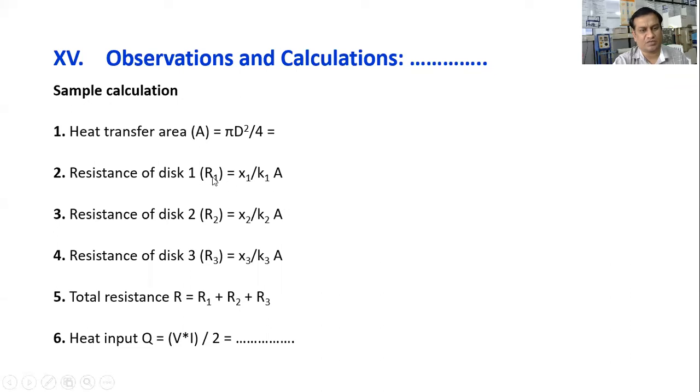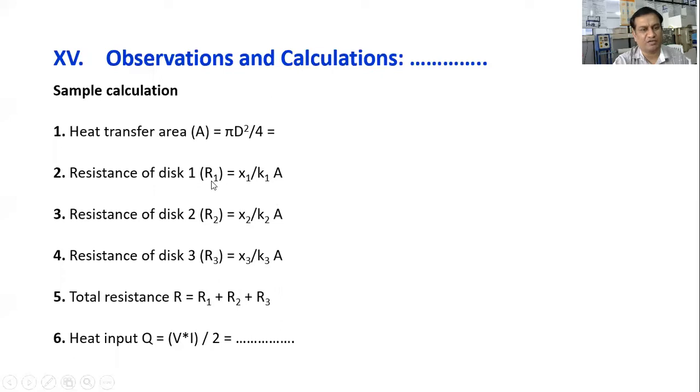Then the thermal resistances of each material can be calculated with the help of the formula. Thermal resistance is equal to X upon KA. So X is the thickness, K is the thermal conductivity, and A is the area of heat transfer. Now in this case, the discs are similar, that is why the area is also similar, because in the area, the diameter is the only changing term. So diameter is fixed, that is why this area is also fixed. Now for the different materials, the thicknesses are different, and the thermal conductivities are also different.